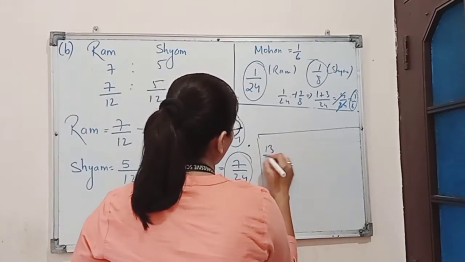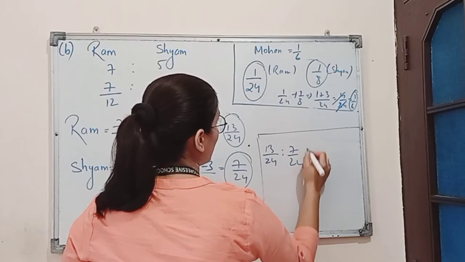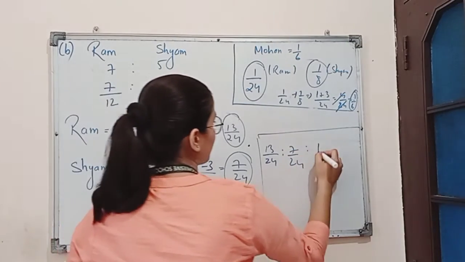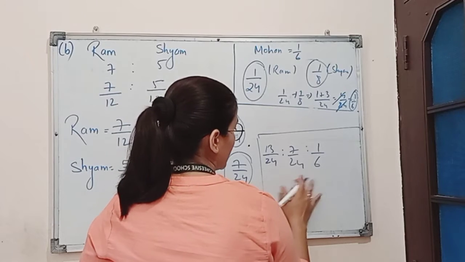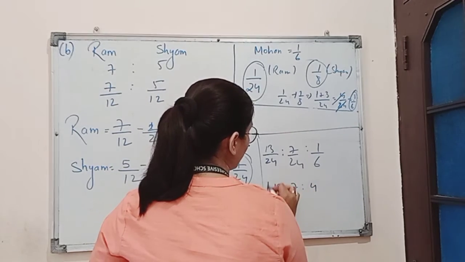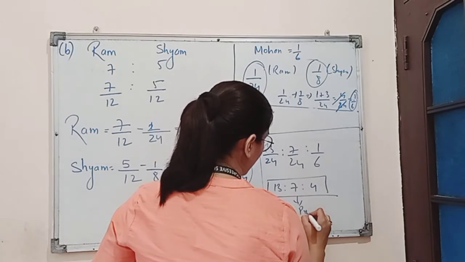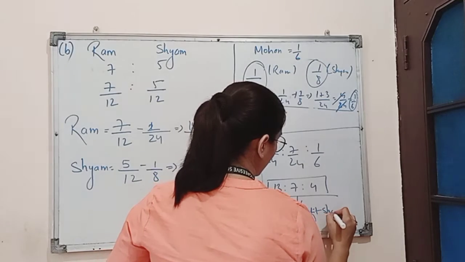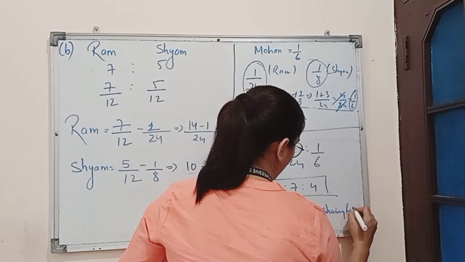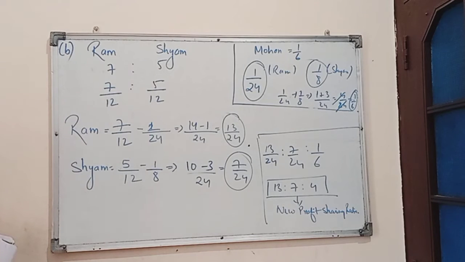Ram's share is 13 by 24, Shyam's share is 7 by 24 and Mohan's share is 1 by 6. LCM is 24, so 13 is to 7 is to 4 will be the new profit sharing ratio. So this is how we will solve the question based on calculation of new profit sharing ratio under case number 3.